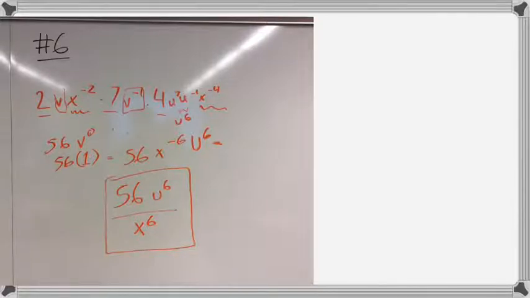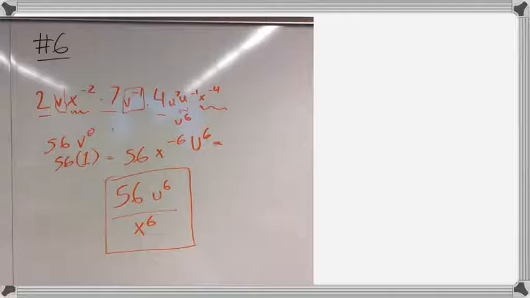In this one, we have a bunch of different factors all multiplied together. We had 2v x to the minus 2, 7v to the minus 1, 4u to the 7, u to the minus 1, x to the minus 4. So a lot of stuff going on. We've got x's, we've got u's, we've got v's, we've got constants, we've got some negative exponents. So we have a lot of moving pieces.